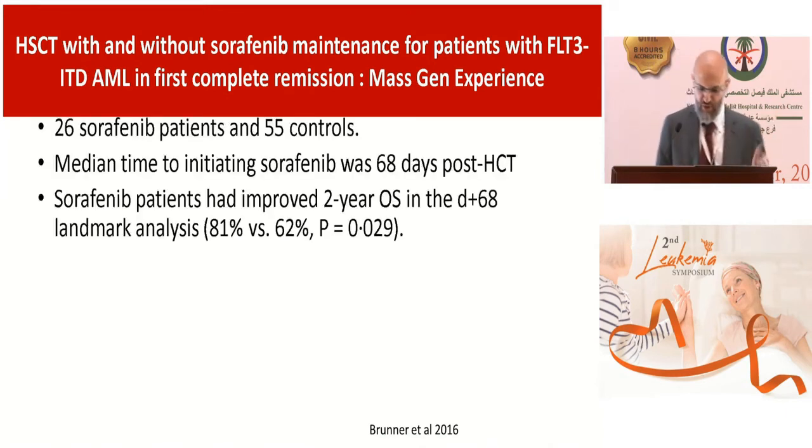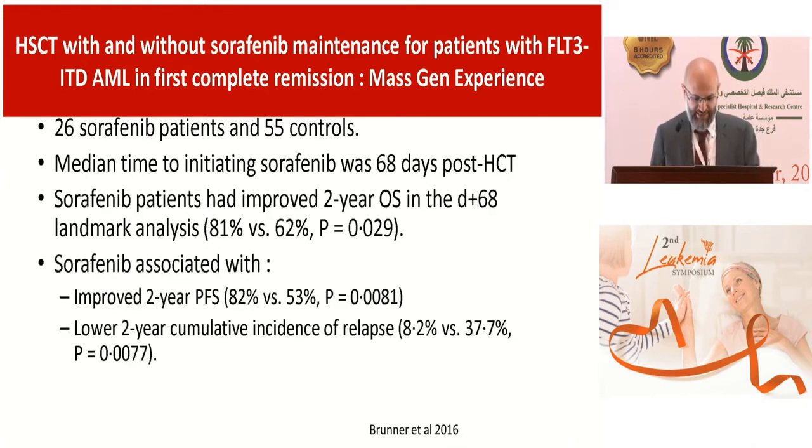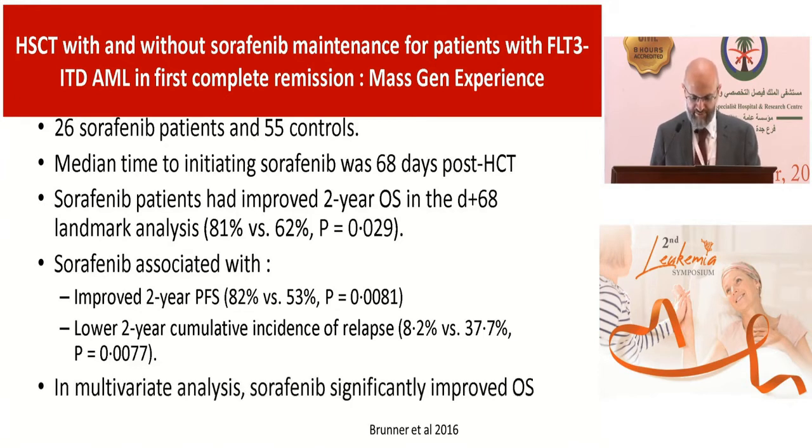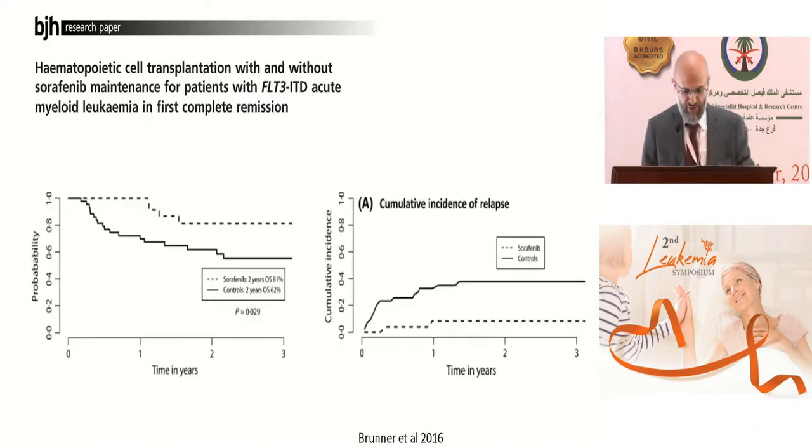26 sorafenib patients, a small number of patients, and they retrospectively looked at their data, and they found that sorafenib significantly improved overall survival. And these were their curves published in BJ Heme. So it looked like, in a retrospective cohort, even with small numbers, there was some improvement in survival with sorafenib.